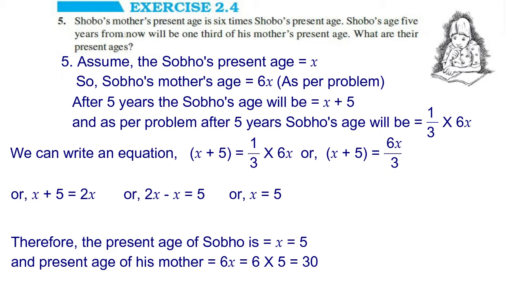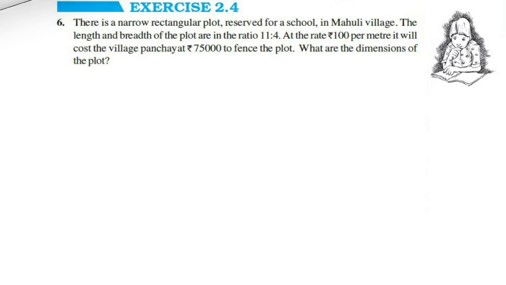Okay, go to problem number 6. The problem is: there is a narrow rectangular plot reserved for a school in Mahuli village. The length and breadth of the plot are in the ratio of 11:4. At the rate of 100 per meter, it will cost the village panchayat 75,000 to fence the plot. What are the dimensions of the plot?